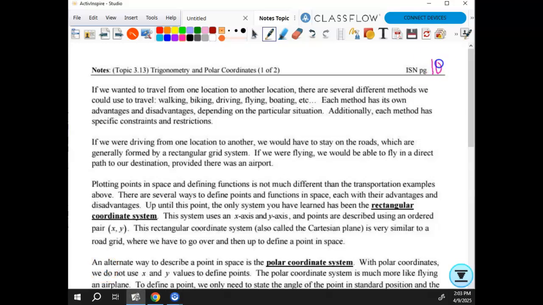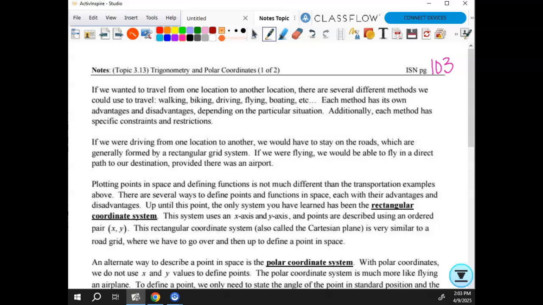All right, let's go to page 103 when we're done. We're going to talk about polar coordinates. Those circular graphs I told you you will see on the mock and you won't have any idea what they are. That's what we're going to talk about today.